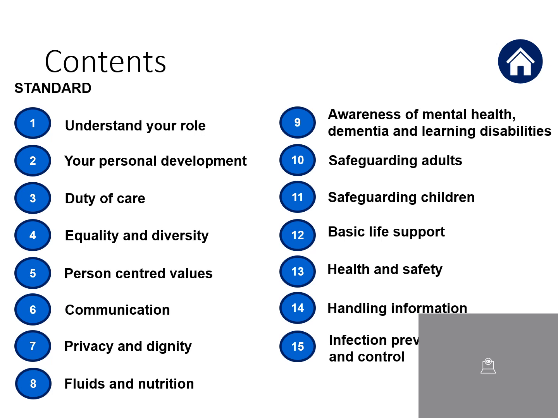Your 10th standard would be safeguarding adults. Your 11th standard would be safeguarding children, followed by basic life support, health and safety, handling information, and infection prevention and control. Okay, so these are all of the 15 standards which will be covered within the care certificate.